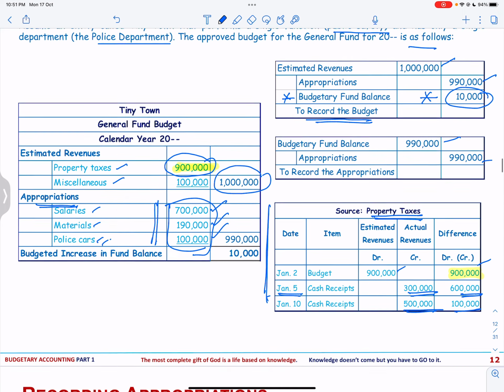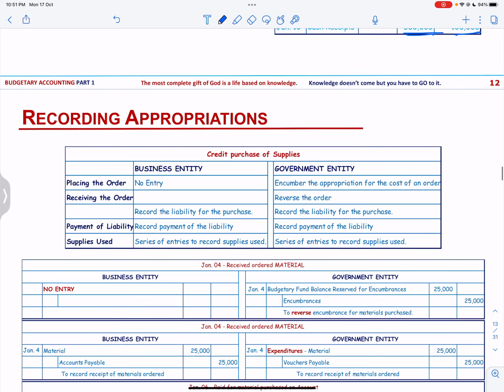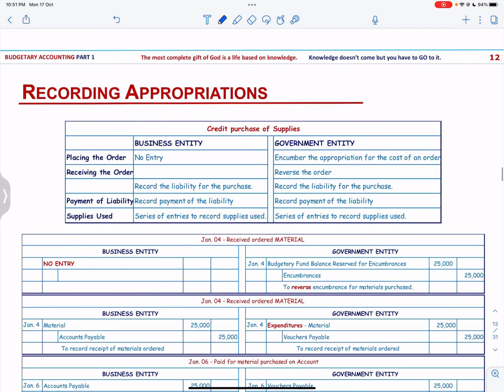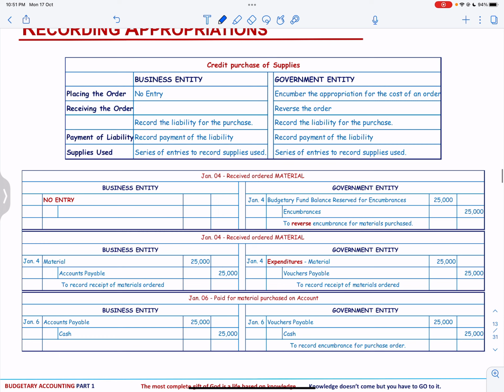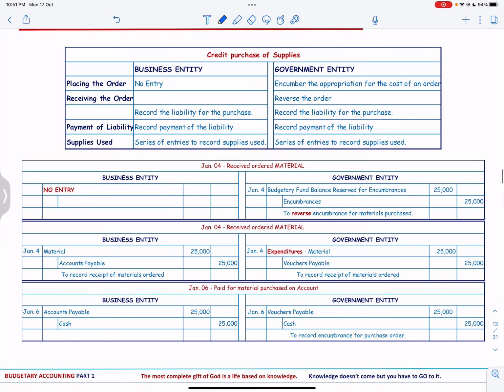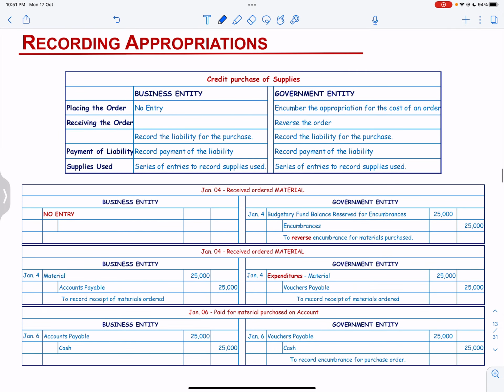So in this example, we have an appropriation, and the appropriation is for material. The appropriation for material was 190,000, and it starts with a credit in appropriation. And before I go into the encumbrance part, I would like to show how we record the purchase of supplies in a business entity and in a government entity.